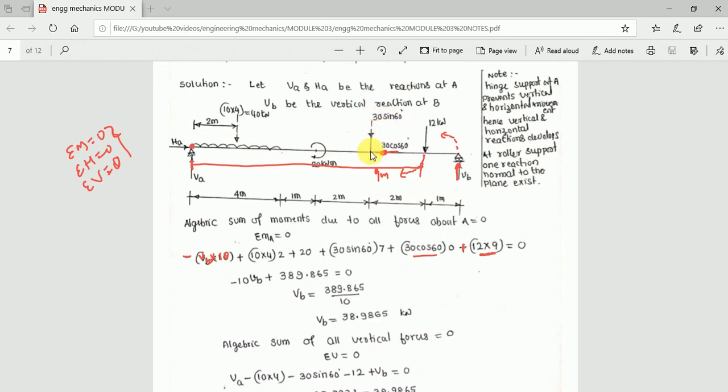It is acting vertically downward, and it will produce a clockwise movement. What is the perpendicular distance? 4 plus 1 is 5 plus 2, 7 is the perpendicular distance. Right? From here to here, it is 7 meters. Force into perpendicular distance, and it is producing clockwise. That's why it is taken as a positive sign. 30 sin 60 into 7. Then see a 20 kilonewton meter moment, and the moment is clockwise, right?